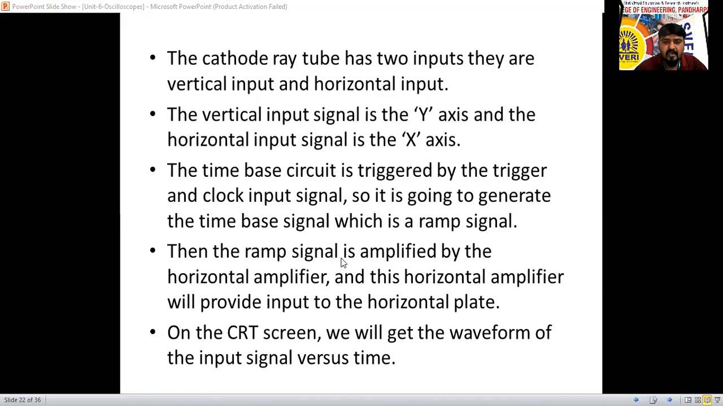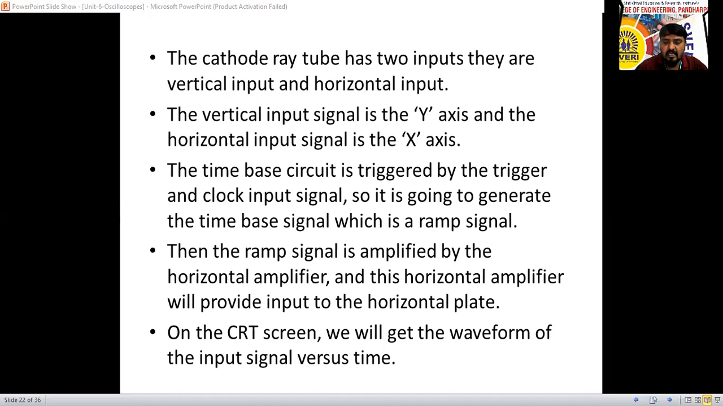Okay, so what will happen? That ramp signal is amplified by the horizontal amplifier if the signal is weak. Then the horizontal amplifier provides the input to the horizontal plate. So both the horizontal plate and vertical plate get their input. The horizontal plate displays the time base, and the vertical plate gives the magnitude of the value. So both plates display the signal, and on the CRT screen we get the waveform of the input signal versus time.